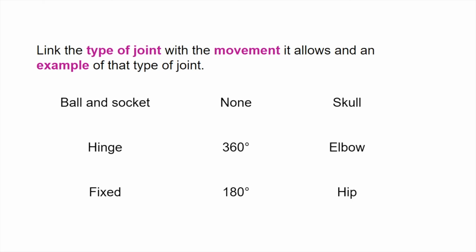would it have movement? Yes or no? If it does have movement, is that going to be at a 360-degree angle or 180-degree angle? And then an example of where you would find the ball and socket joint. And then do the same thing for the hinge joint. Again, you're going across and choosing what type of movement and then an example of where it's found, and the fixed joint, type of movement, an example of that type of joint.